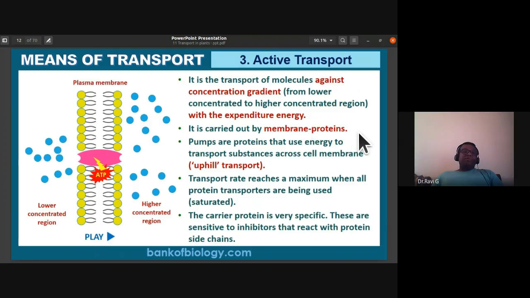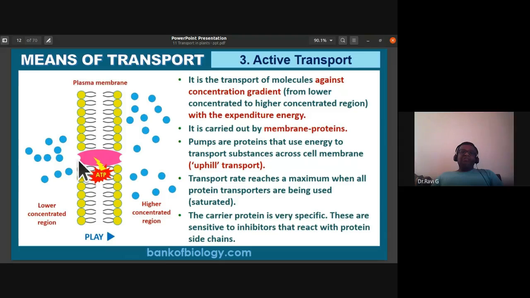It is also carried out by membrane proteins. The pumps are proteins that use energy to transport substances across the cell membrane against the concentration gradient. And this sort of transport, we call uphill transport.